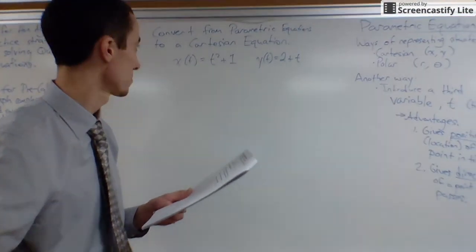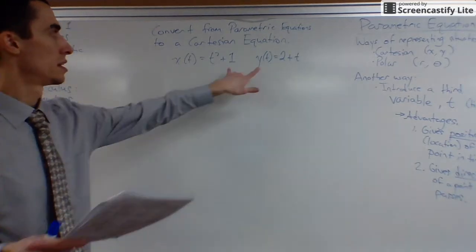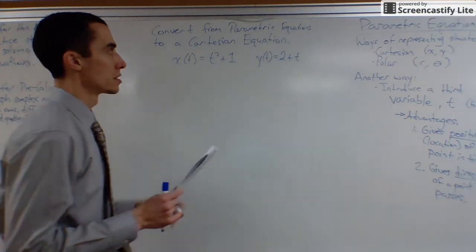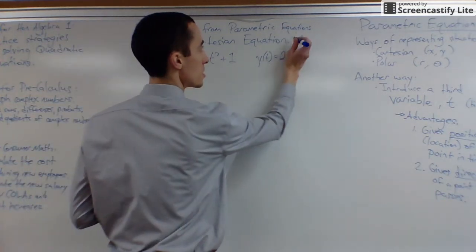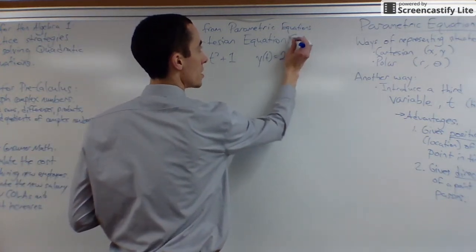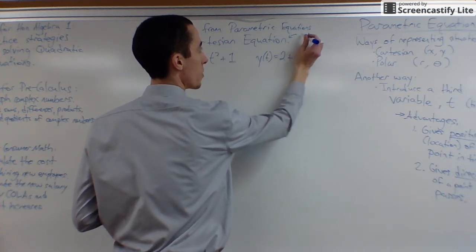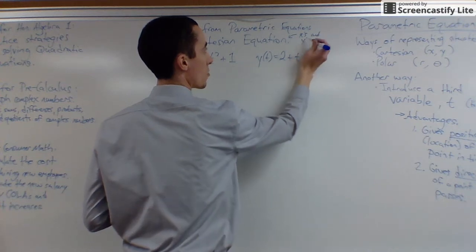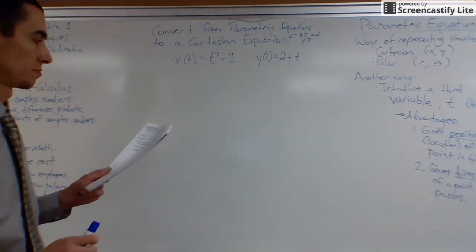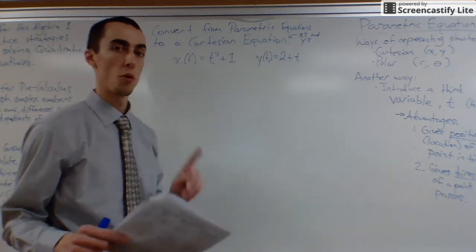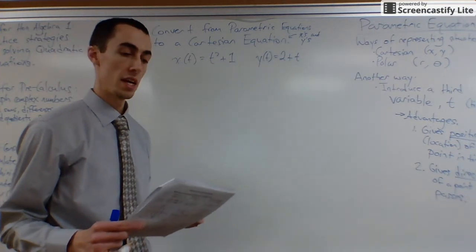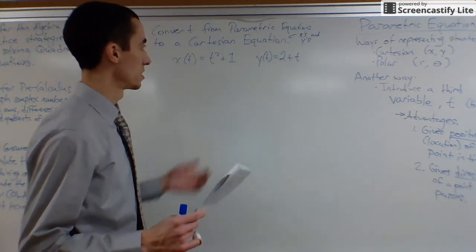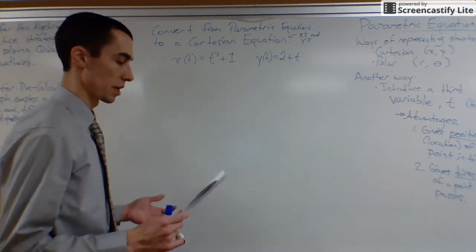Okay. So now we want to convert from this set of parametric equations into a single Cartesian equation. To do that, remember that Cartesian equations are in xy form, and so we want no more t's, just x's and y's in a single equation. So to do that, we solve one of our equations for t, and then substitute in place of t in the other equation. So I'll show you how we do that.